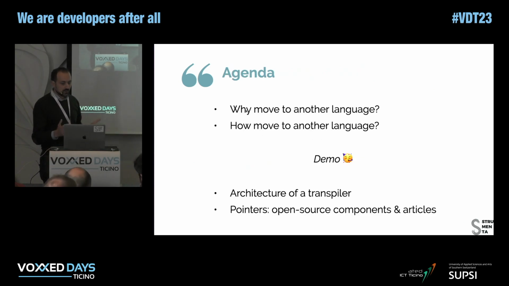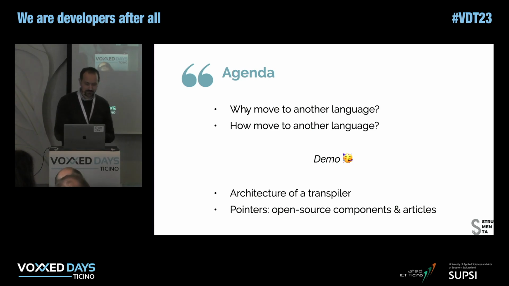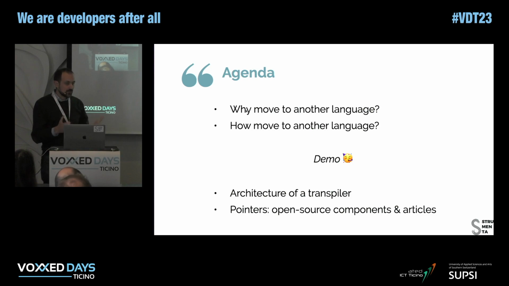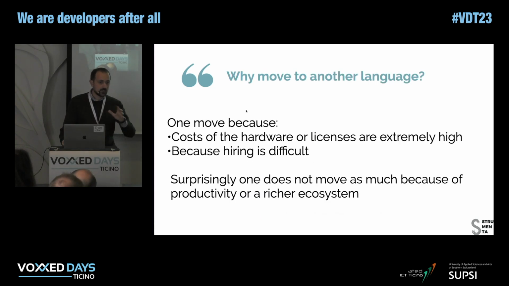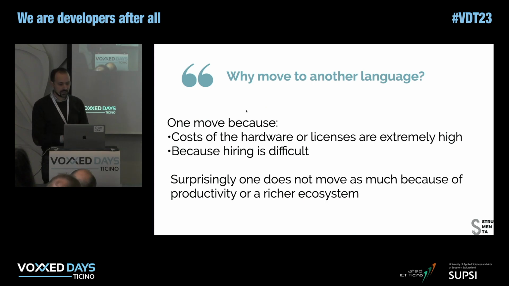The agenda is this. We are going, first of all, to discuss why someone should consider moving to another language. Then we are going to see how. We are going to see some code running or crashing, but both options are fun. And then we are going to understand how we can actually build a transpiler, and finally share some pointers that you can start from to build your own transpiler, so some open source components and some articles and resources. And by the way, if you have questions during the presentation, just ask them.